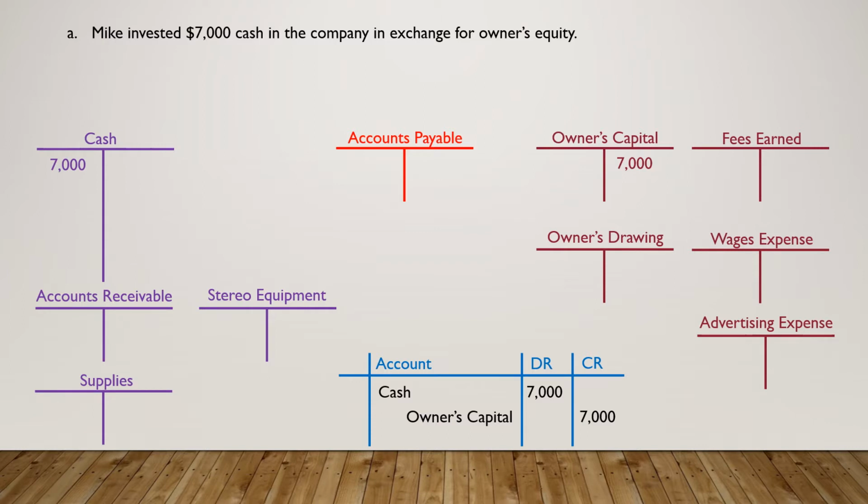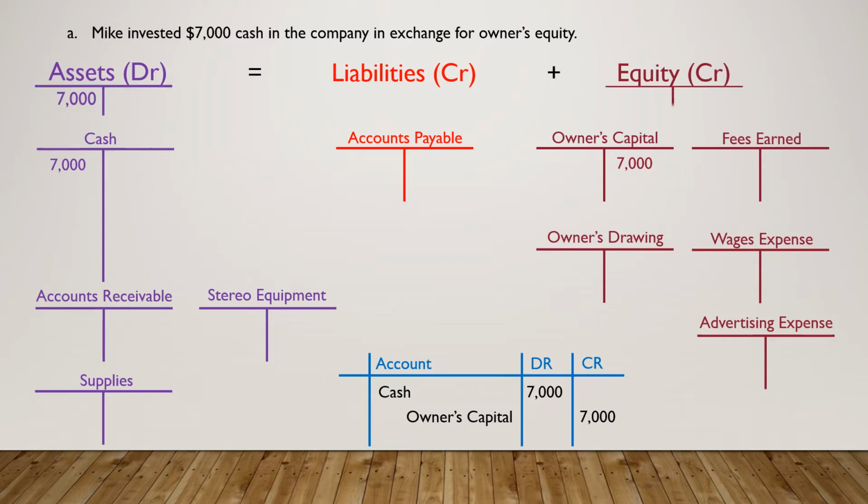As I work through this problem, I want to show how each transaction impacts the accounting equation. Remember that the equation must always be balanced. The debits on the left side must reconcile to the sum of the credits on the right side of the equation. Right now, we have $7,000 of debits on the left side and $7,000 of credits on the right side.